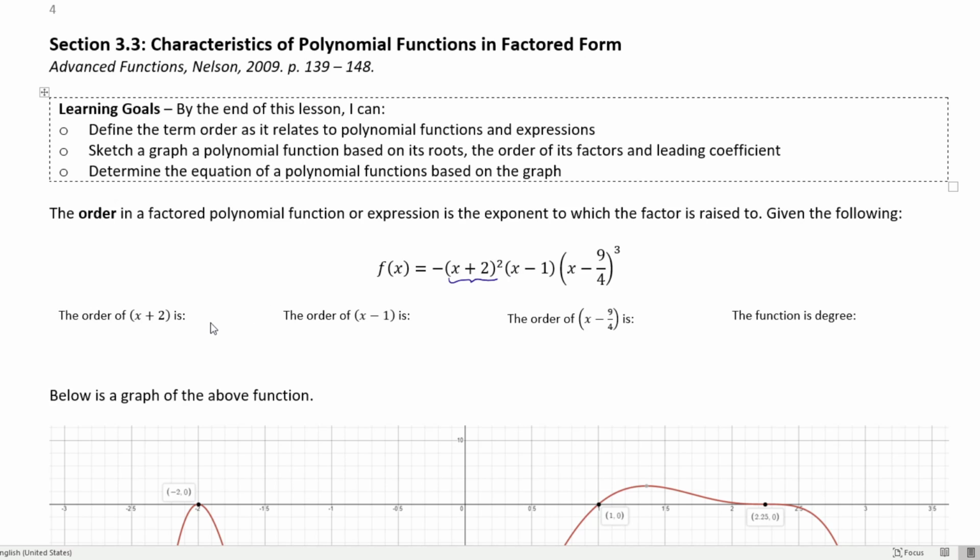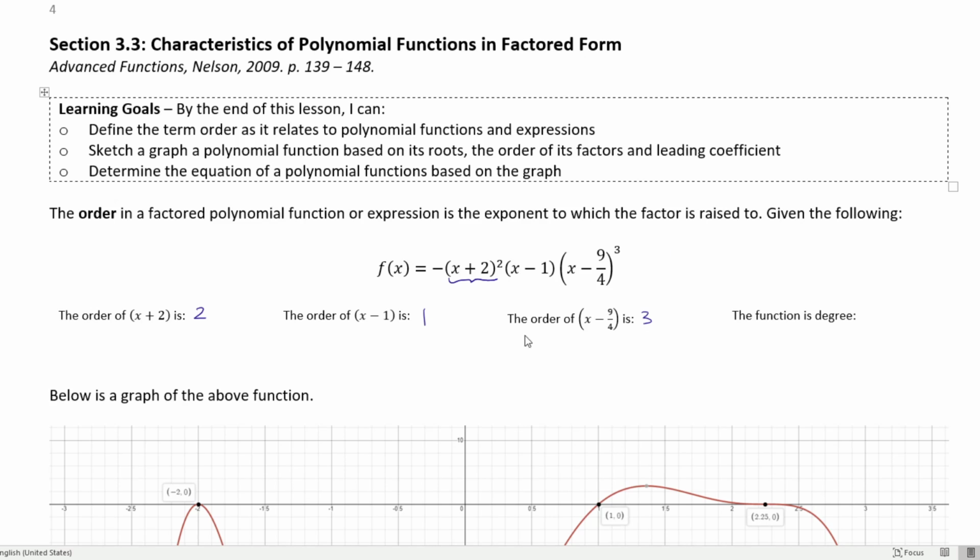So we see that the order of the x plus 2 factor is 2. The order of the x minus 1 factor is 1, since it's raised to the exponent 1, and the order of the last factor is 3. Now, if we were to expand this factored polynomial function completely, multiplying everything together, the highest exponent on x would be 6.